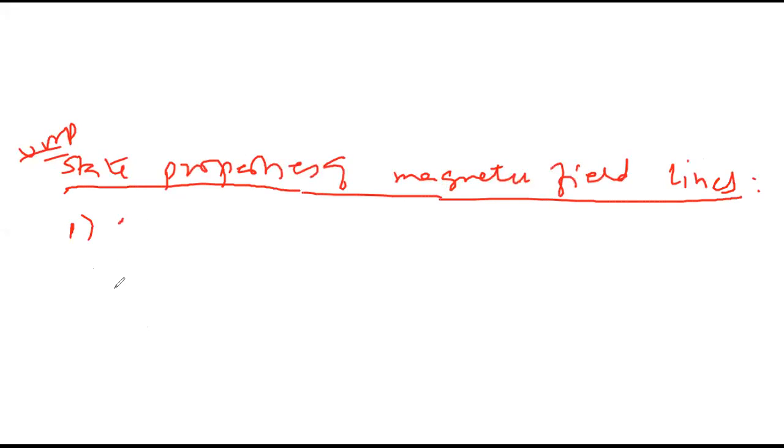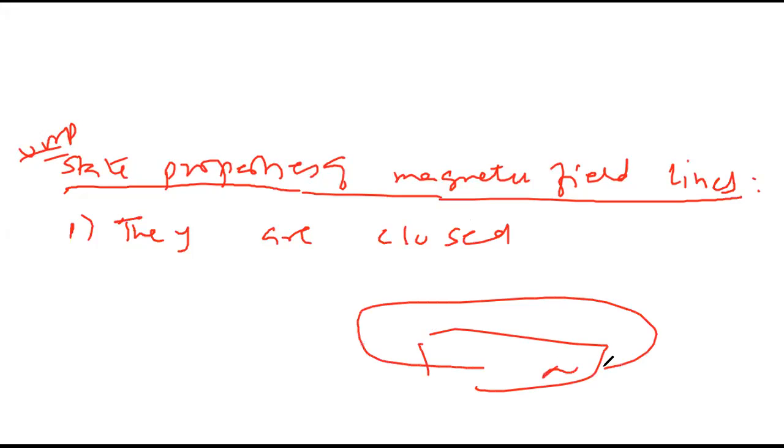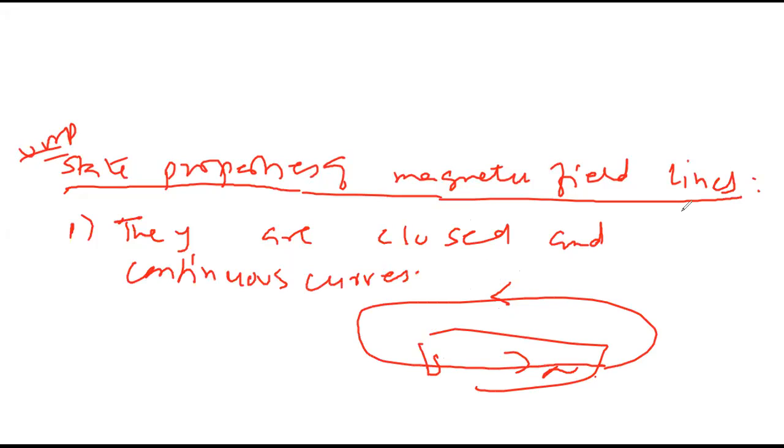First, what we got, are they closed or open? They are closed. They were continuous, meaning it starts from north and goes like this, outside from north to south and inside from south to north. So this is continuous. So they are closed and continuous curves. First point, they are closed and continuous curves. Even though we are telling line, it is not a line, it is a curve.